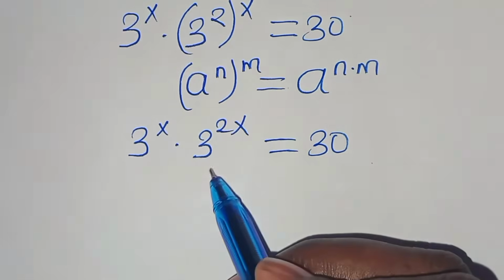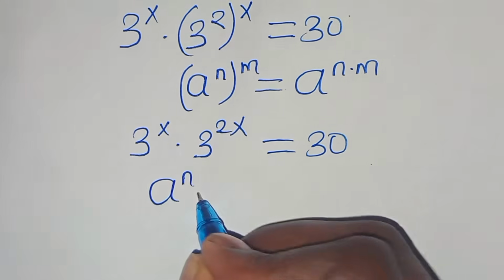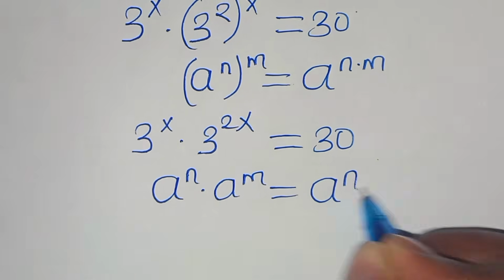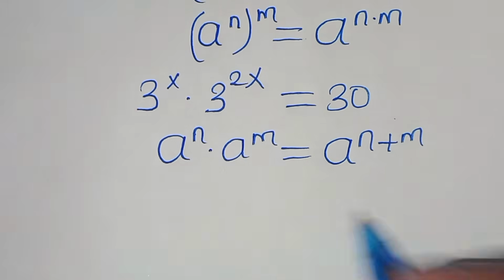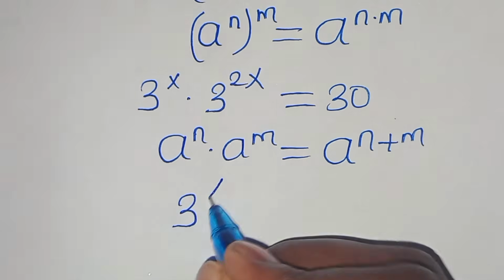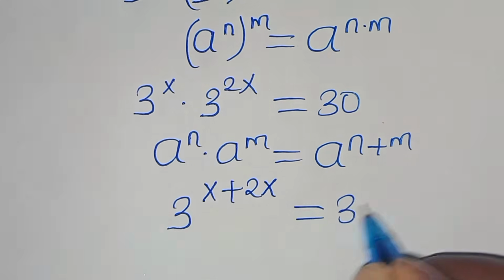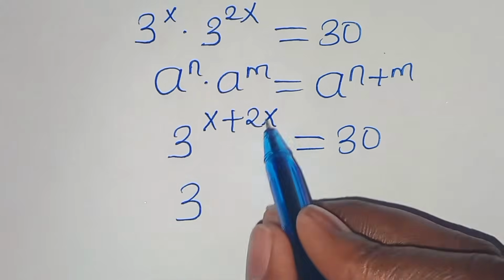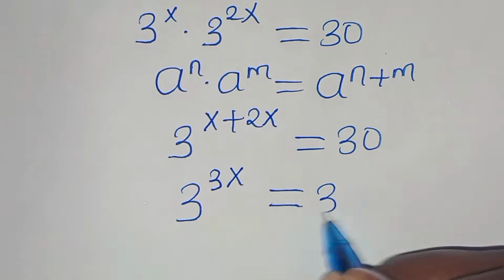So 3 to the power of x times 3 to the power of 2x is in the form of a to the power of n times a to the power of m, which we can express as a to the power of n plus m. Applying this exponent property, then we have 3 to the power of x plus 2x. This is equal to 30. So we have 3 to the power of x plus 2x, this is 3x. This is equal to 30.